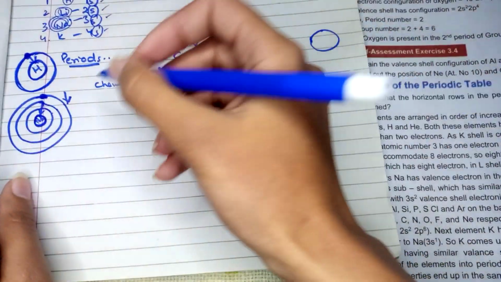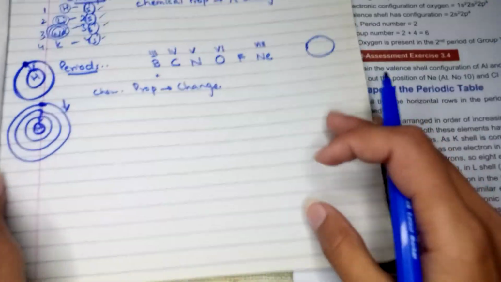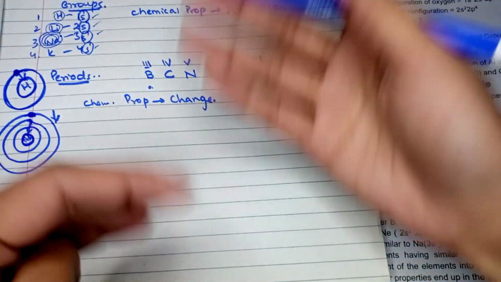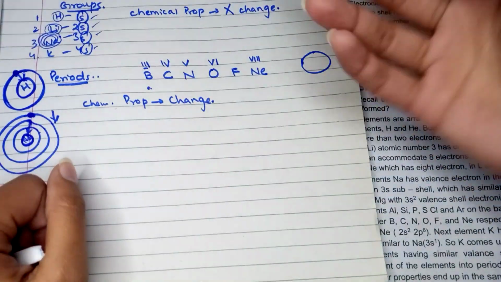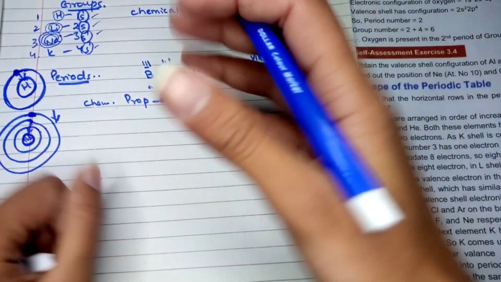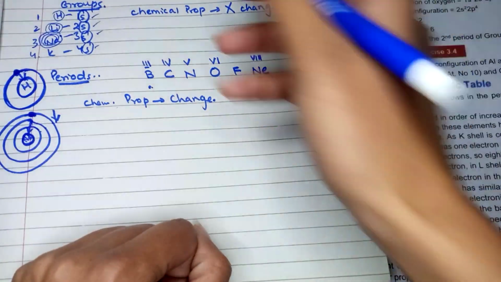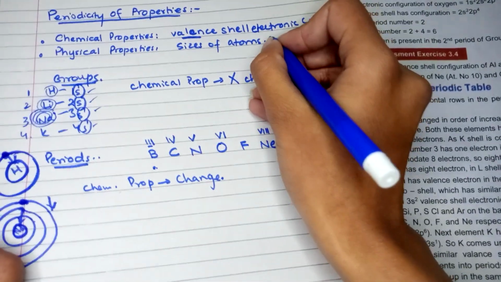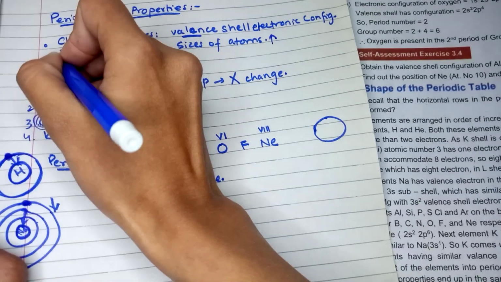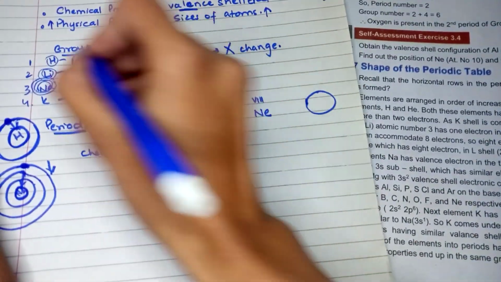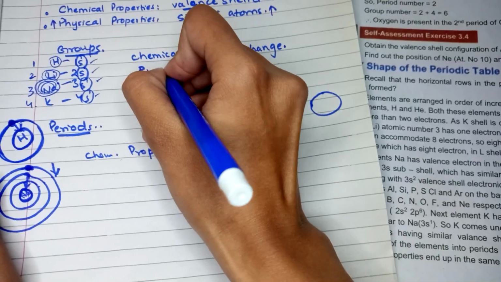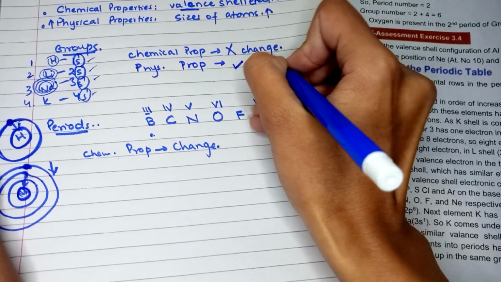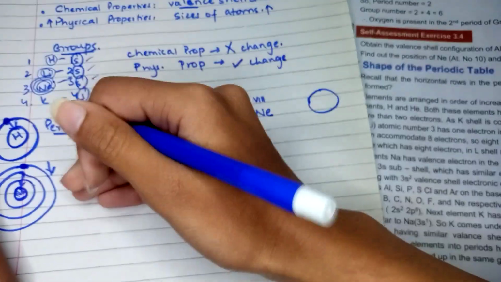So hence we can say that as we move down the group, or as we are moving from top to bottom, due to the increased number of shells that are added to the successive elements, the size of the atoms becomes increased. That is why, if the size of the atoms is increased, the physical properties also change, right? So in the groups, the physical properties do change. There is a change in the physical properties of the elements if we move from top to bottom.